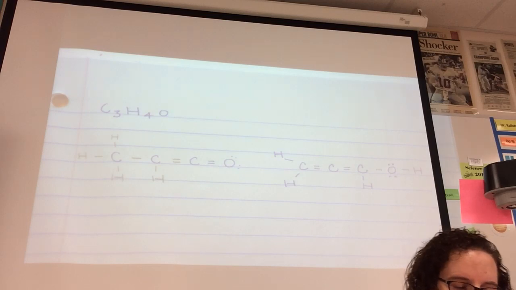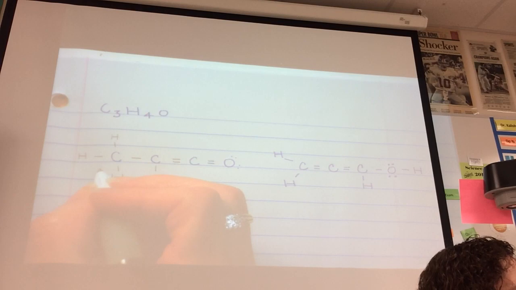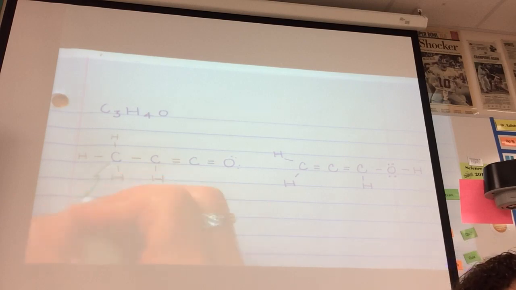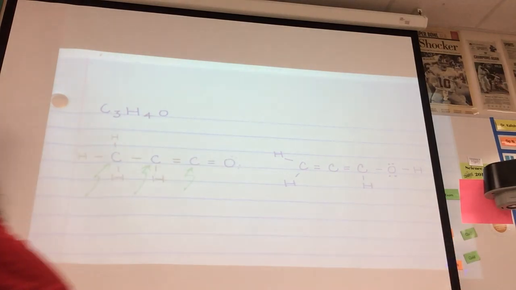But let's take a look at one of the structures. We want to know hybridization and sigma and pi. So let's look here and here, and let's try and do this.